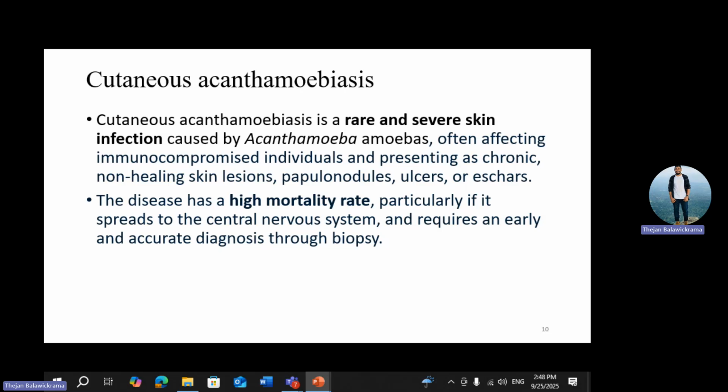Right. In that case, this sort of high level of infection is happening. Right. Medically, we refer to that as the disease having a high mortality rate, which is why it has to be treated for a considerable long time.